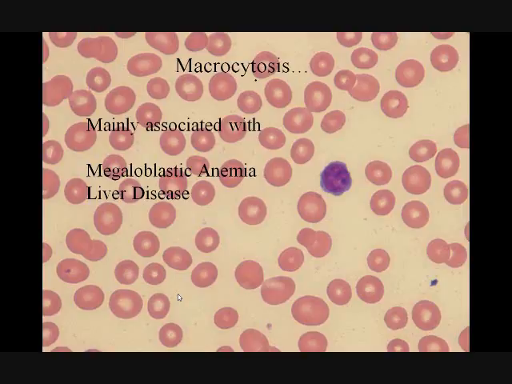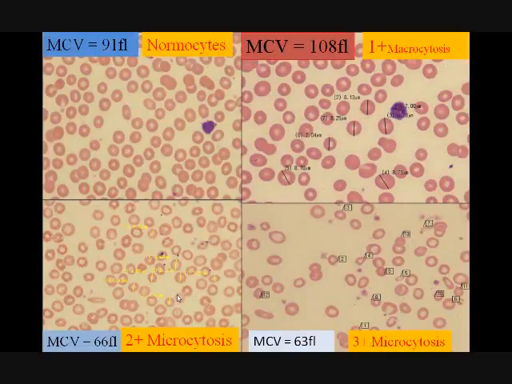Here we can see the comparison of normocytes, microcytes, and macrocytes. The first square, in the upper left-hand corner, has an MCV of 91. The second square, in the upper right-hand corner, has an MCV of 108, which would give us a 1 plus macrocytosis. In the lower left-hand corner, we see that the MCV is 66, and that would give us a 2 plus microcytosis. And in the lower right-hand corner, we see that the MCV is 63, which would give us a 3 plus microcytosis.